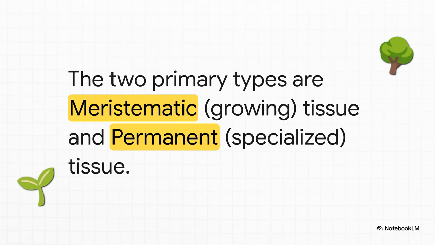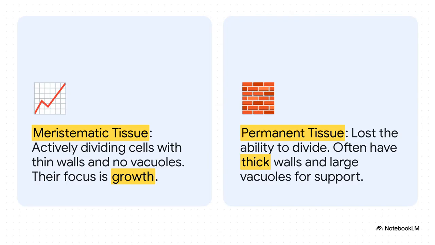Now, MP isn't just some random spot on a map. It's our little code for the two main categories of plant tissue, M for meristematic and P for permanent. Honestly, getting this difference down is the first big step to understanding how plants are put together. And right here, you can see the huge difference between them.